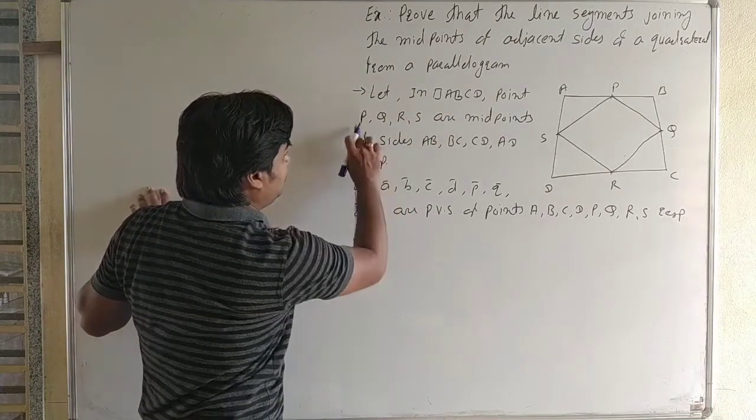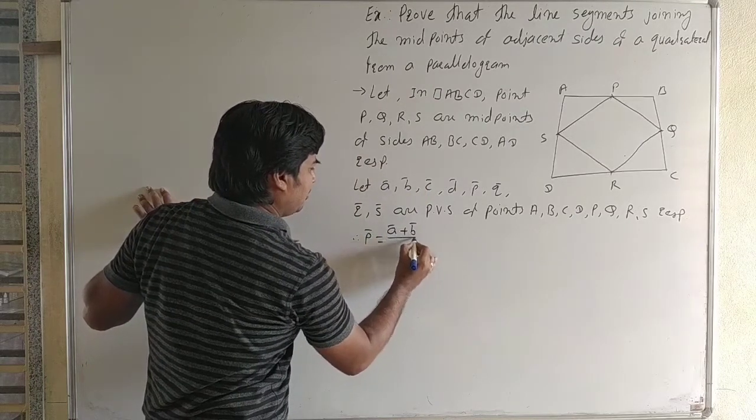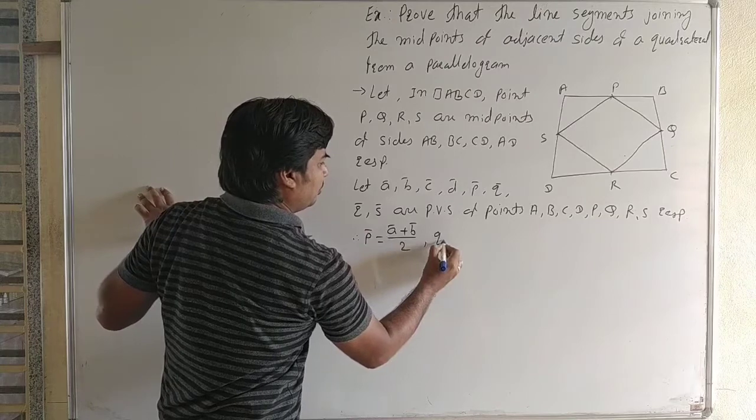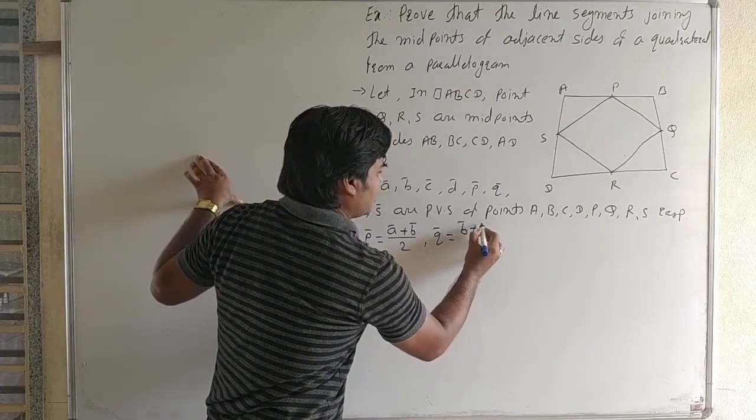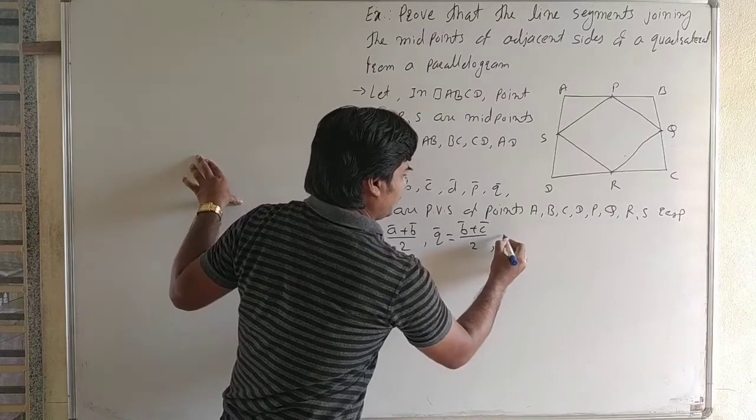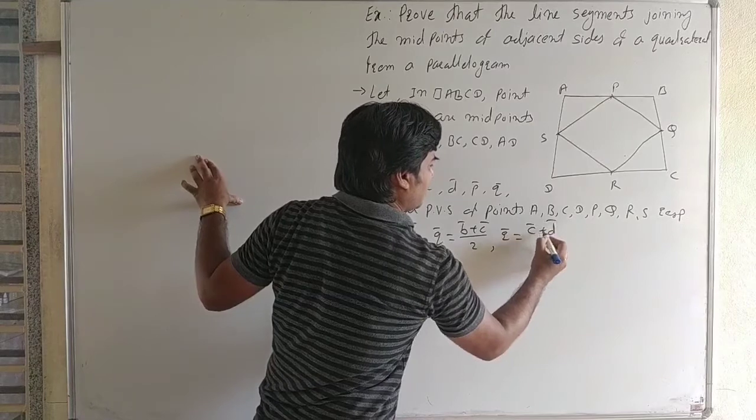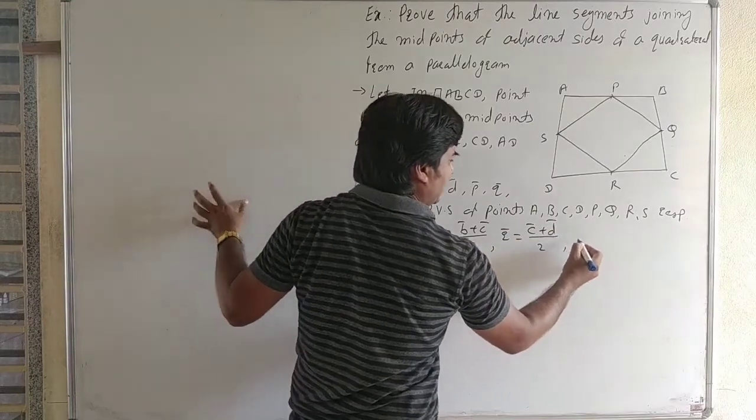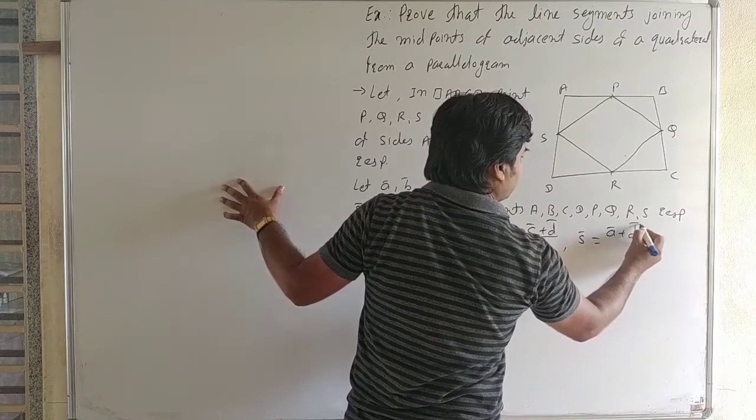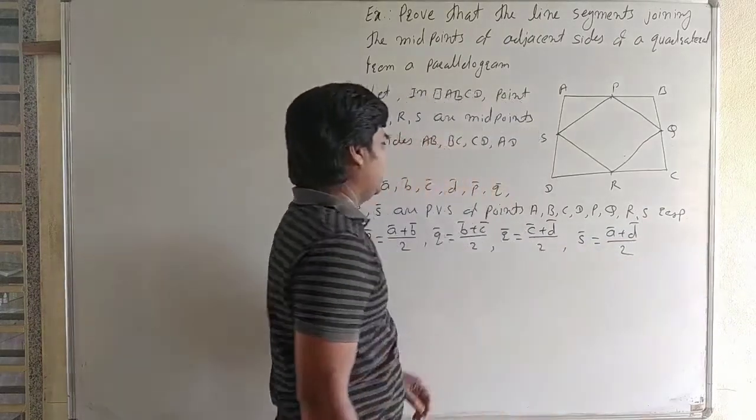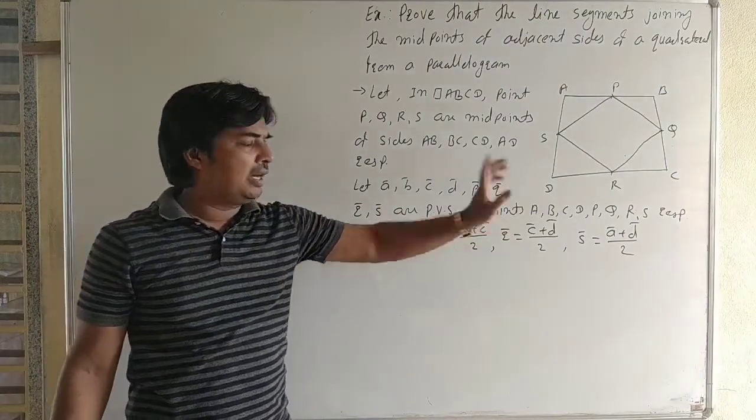p bar is equal to, P is a midpoint of AB, therefore a bar plus b bar upon 2. Q is a midpoint of BC, therefore b bar plus c bar upon 2. R is a midpoint of CD, therefore c bar plus d bar upon 2. And lastly, s bar is a bar plus d bar upon 2. By midpoint formula we can write these p bar, q bar, r bar and s bar.